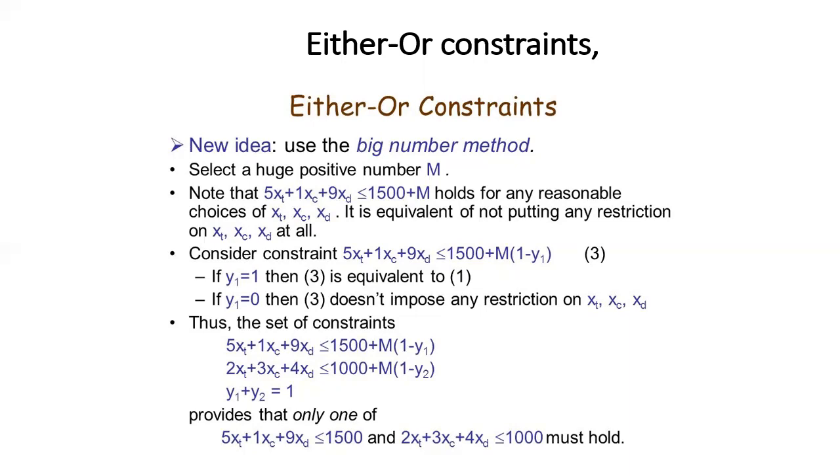Then if y1 is equal to 0, then this constraint doesn't impose any restrictions on the variables xt, xc, or xd, or any other, maybe x1, x2, or x2, 3. Thus, the set of constraints that we have provides only one of the basic feasible solutions of the objective function, that is 5xt plus 1xc plus 9xt, and so on. So basically, for either-or constraints, if y1 of the big M number is 1, then it is equivalent to the objective function. Or if it is equal to 0, then our variables are independent and it imposes no restriction on that.